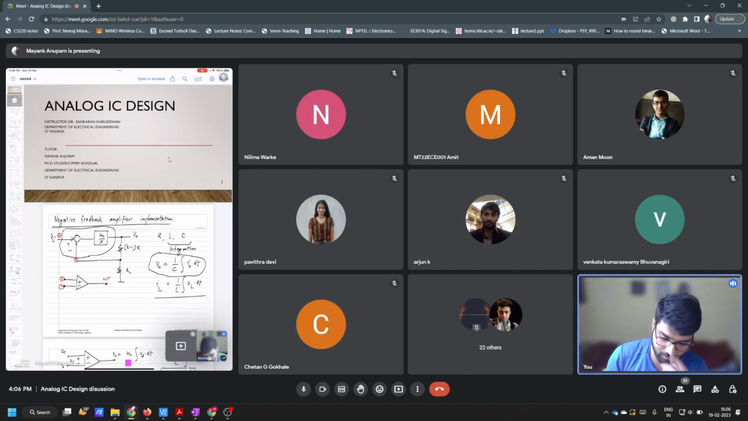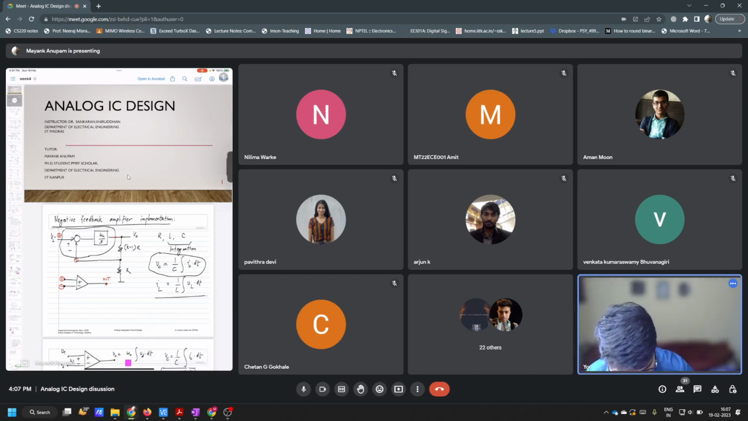Basically, this is analog IC design. The course name is analog IC design, and I am the tutor for this course. This course is instructed by Dr. Sankar Aniruddhan from IIT Madras, Department of Electrical Engineering. My name is Mayank Anupam. I am a PhD student, also a PMRF scholar, from the Department of Electrical Engineering at IIT Kanpur.